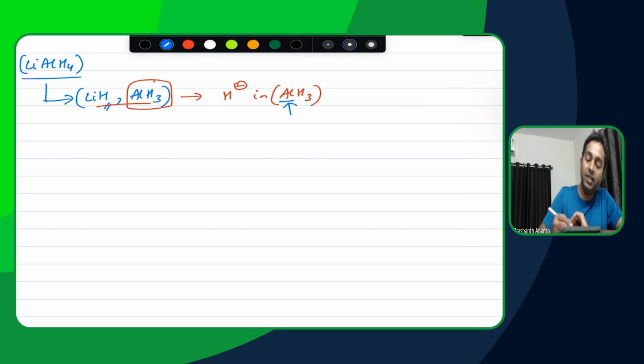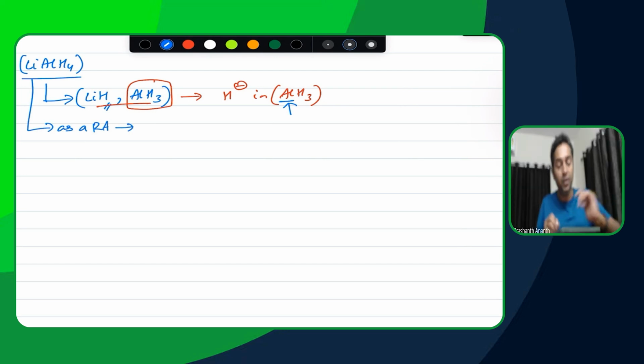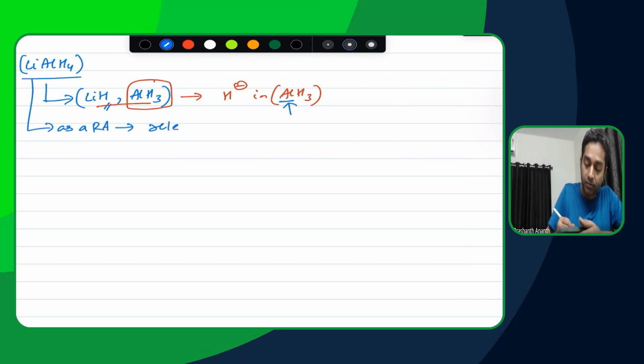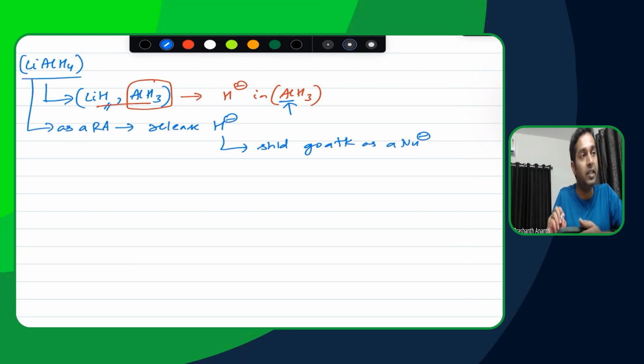Because when it is behaving as a reducing agent, the basic idea is that this fellow has to release H minus, and that H minus should go attack as a nucleophile. That is basically the game when you have this LiAlH4 behaving as a reducing agent.